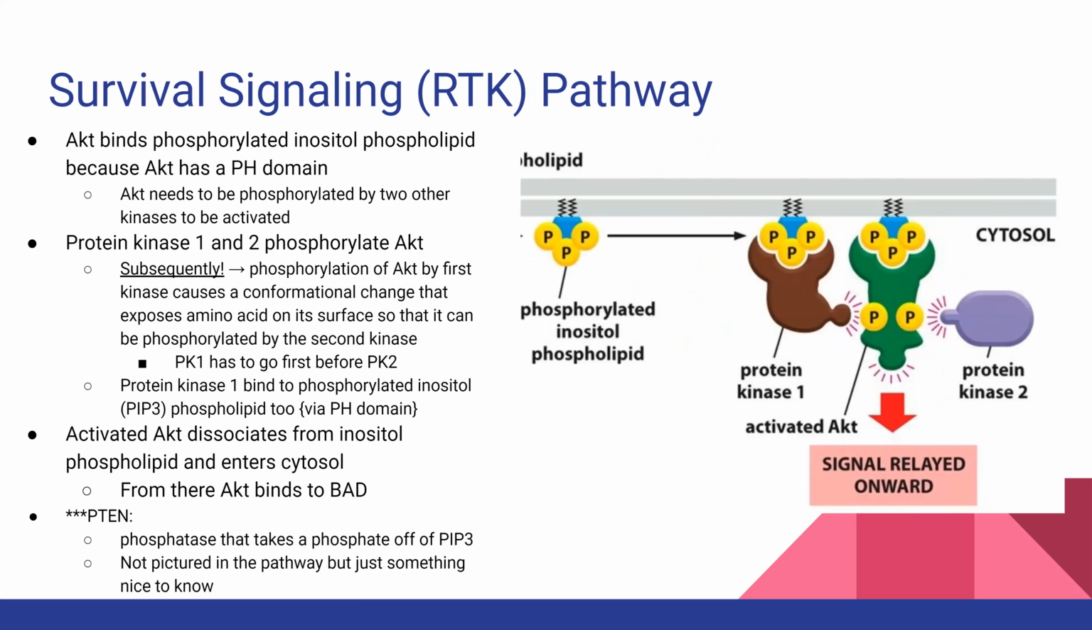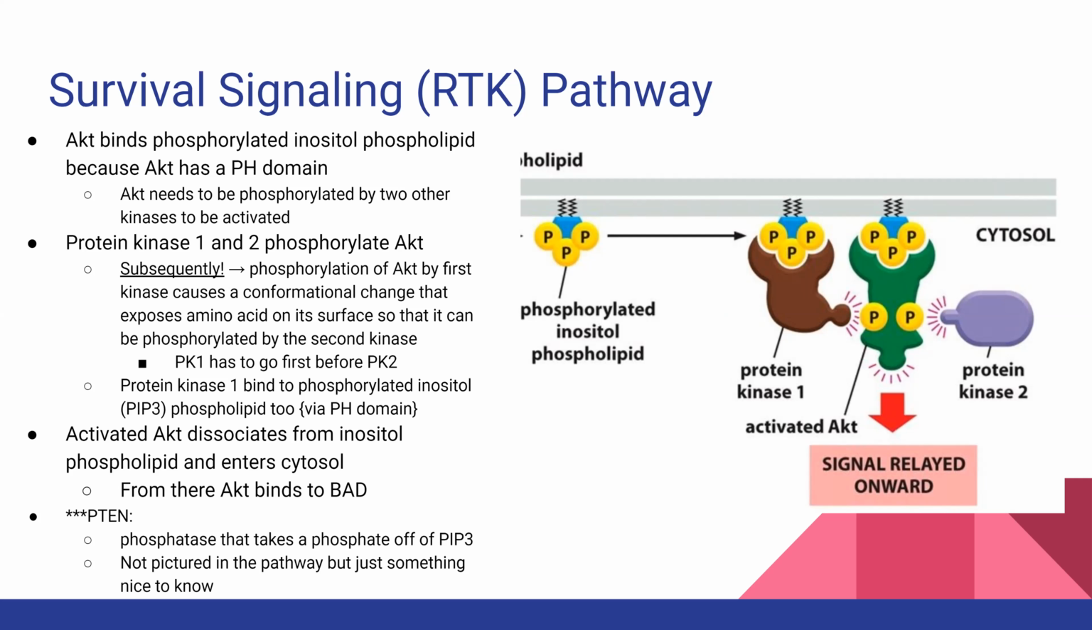Okay, so then once you have your phosphorylated inositol phospholipid, this is able to bind to the AKT. So the AKT will bind to the phosphorylated inositol phospholipid because AKT has a PH domain. But the phosphorylated inositol phospholipid can also bind to protein kinase 1, which is depicted in brown on the image.